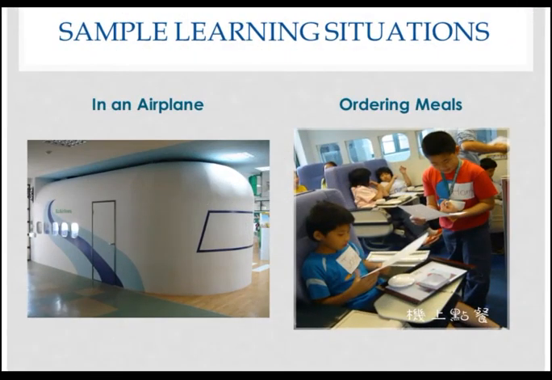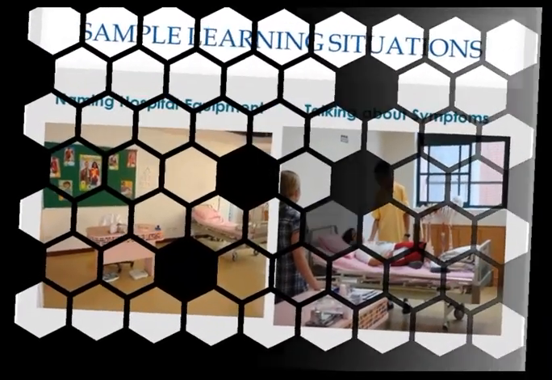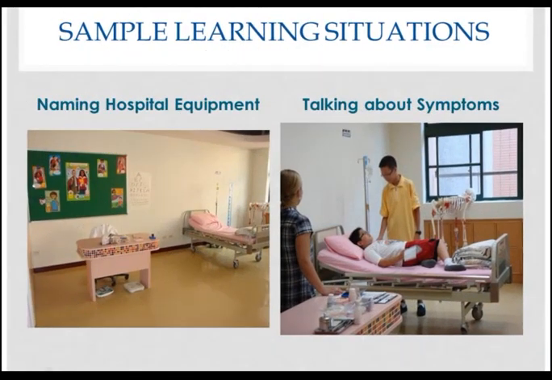So what about in an airplane? How do you use language in an airplane? Ordering meals when you travel inside a train. How will you speak? How will you use language for ordering meals? See hospital equipment. The real hospital is constructed. There the patient and the doctor and everything is there. Talking about the symptoms.